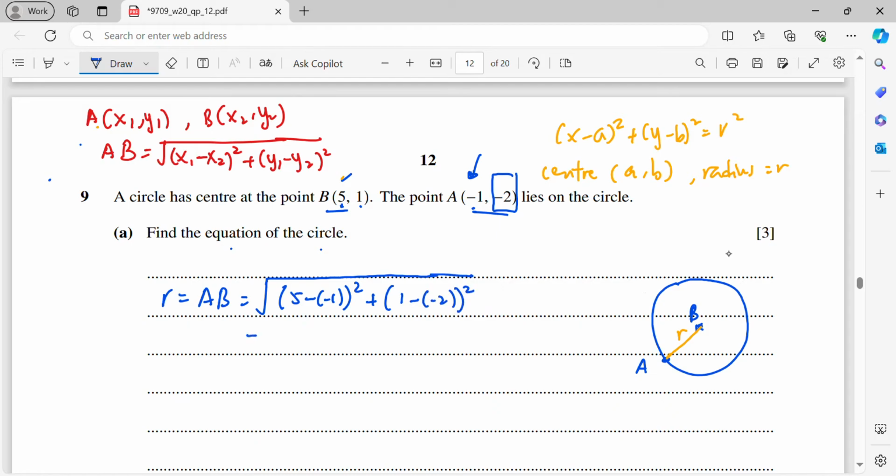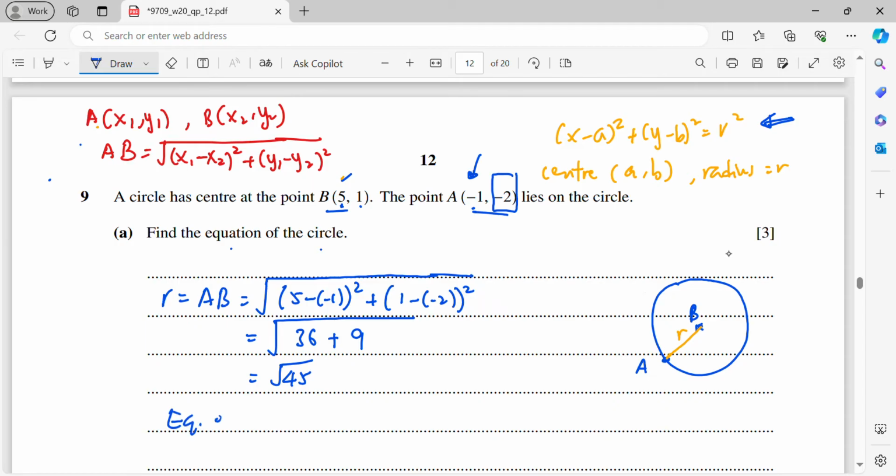Okay, then from here, when you calculate, this is basically 6 squared, 36, plus 1 plus 2 is 3. 3 squared is 9. So you will be getting square root of 45. That is my r, radius. Now you substitute into this formula to get the equation of the circle.